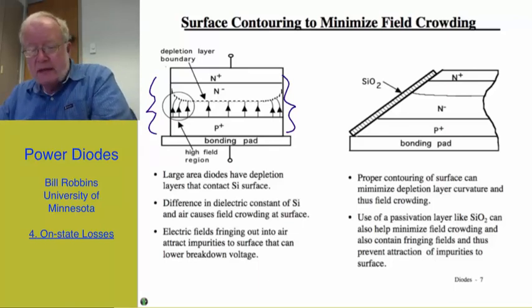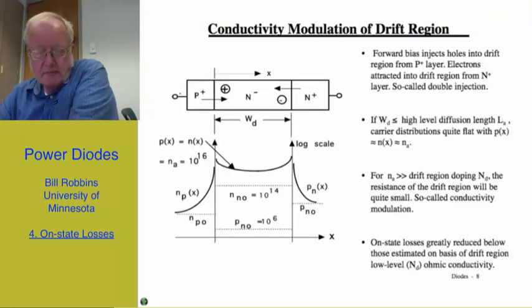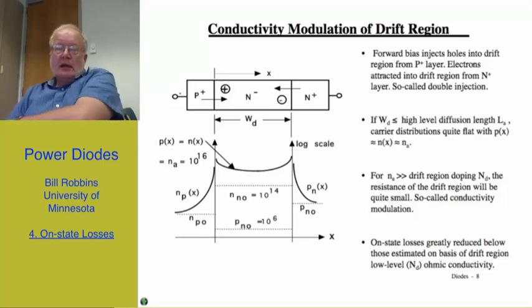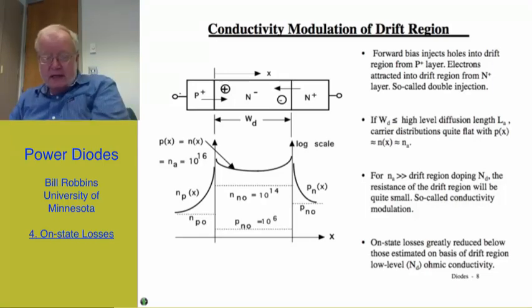The next thing we have to ask is, what happens when we turn on one of these devices? We already know that the current is going to have to go through the drift region, and we purposely have to have a fairly lightly doped region to have a high breakdown voltage. Well, light doping implies a fairly high resistance in this drift region. So the question is, won't the ohmic losses in our device be so high that we will burn the devices out? The answer would be yes, except for the fact that we can make use of a mechanism called conductivity modulation of the drift region.